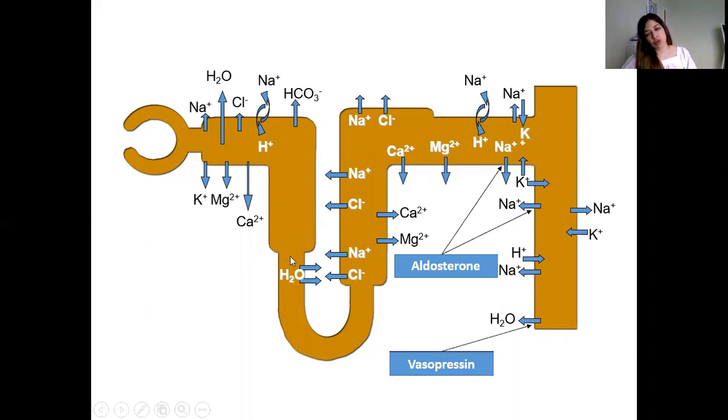Then it goes to the Henle loop, in which we have a lot of transport again of sodium, chlorine, and potassium also. Then the distal tubule, in which we have a lot of transport of sodium and chlorine and calcium, magnesium. Then finally, in the end, we have the collecting duct, in which again some transport takes place.